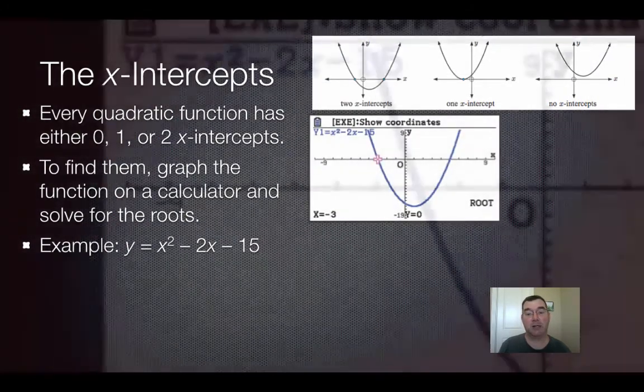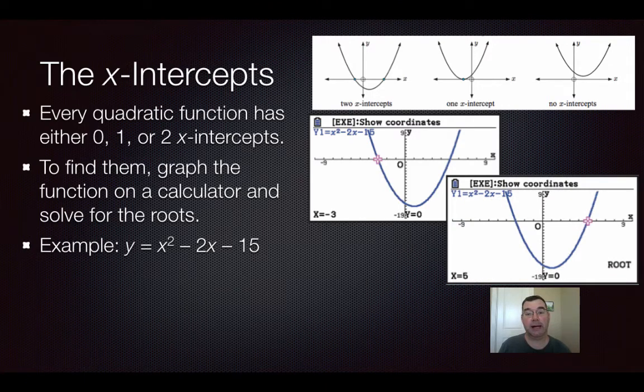So if I graph that, here's what it looks like on the calculator, and I've used the solver on the calculator to figure out where those zeros or roots or x-intercepts are, depending on your terminology that your calculator uses. Most calculators use roots or zeros. And as you can see by the little pink crosses there and the numbers in the bottom left corner of each screen, you can see that one of the x-intercepts is negative 3 and the other one is 5. So that means that the x-intercepts are x equals negative 3 and x equals 5.